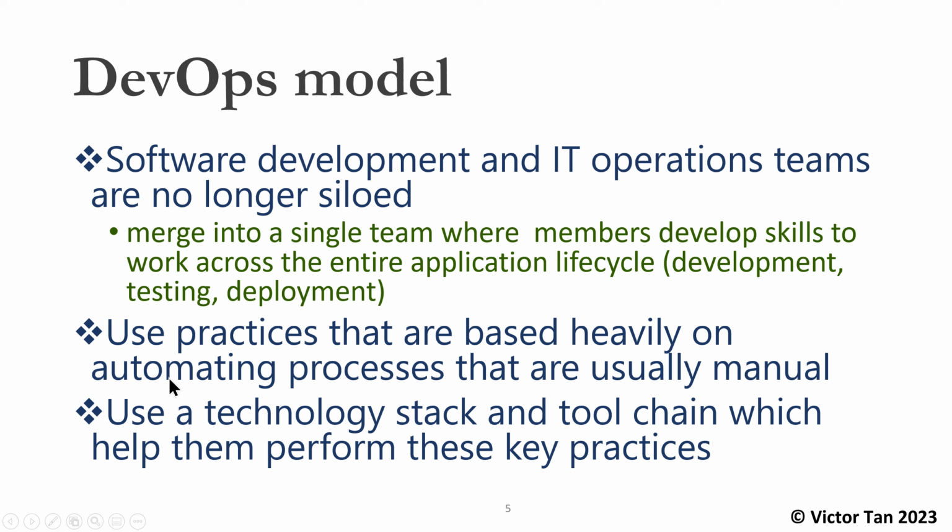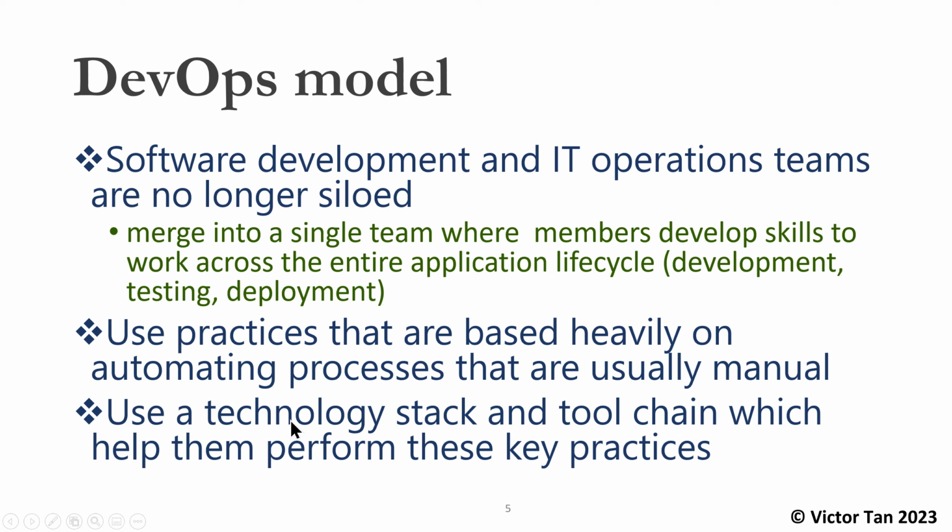Automated means you don't have to manually do it. So when something is automated, you just basically click a button or you type in the name of the script file, press the enter key, then everything happens like magic. That's what you want in DevOps. You want to automate everything, okay?